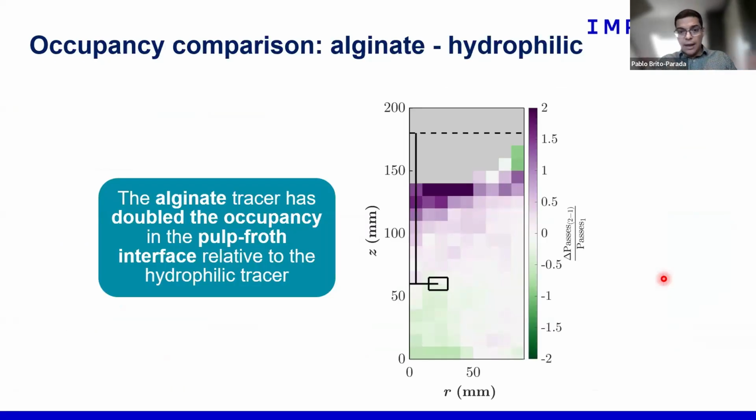Also, what is useful once we have this information in this format that has been quantified is to start looking at the difference in these values. And that's what this particular plot shows here, a comparison between the alginate and the hydrophilic. Are they really different, and where exactly in the cell are we seeing the differences? This was really interesting because what we saw is that the occupancy of the alginate tracer was almost twice that of the hydrophilic particle, particularly at the pulp-froth interface, which is what we would expect as well.